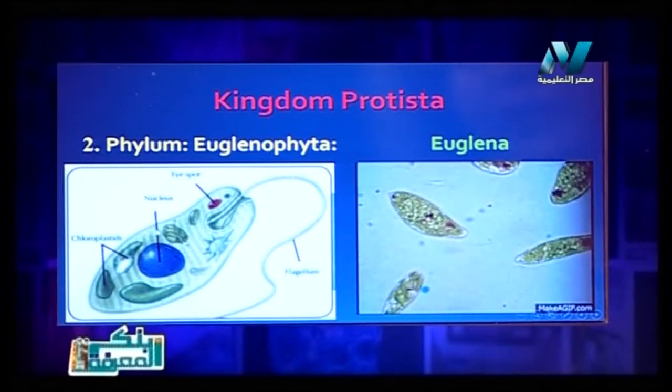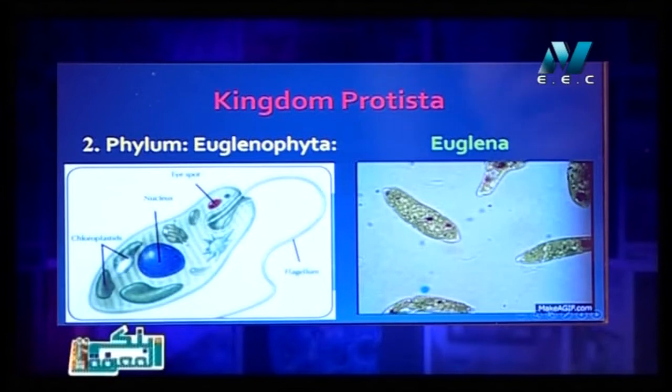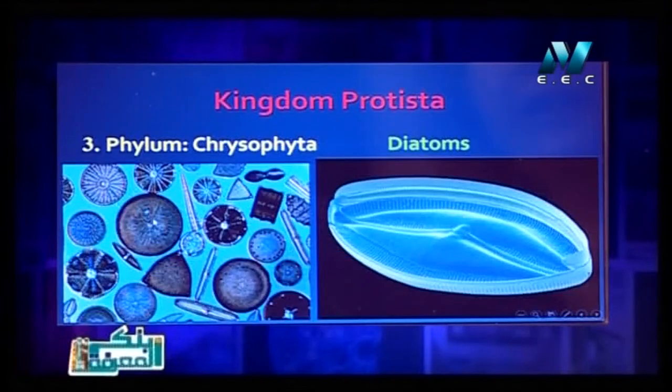Food by photosynthesis process. Next phylum called Chrysophyta. The Chrysophyta includes another type of amazing creatures. They are marine organisms. They are unicellular, as you see, and they have many shapes. These creatures are called diatoms.